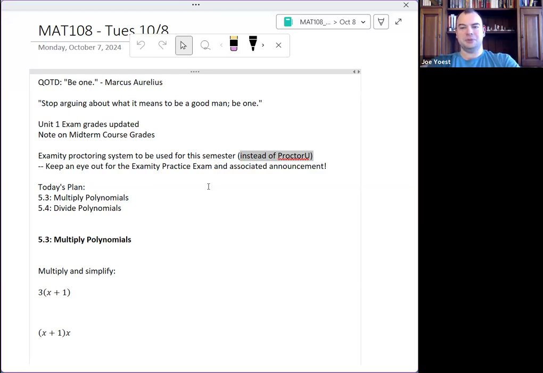But when I talked with him last week, we discovered that there are quite a few tech challenges with Proctor U. For some courses, it works great for the way they are set up. The way that our course is set up with WebAssign, Proctor U doesn't work so great with WebAssign.